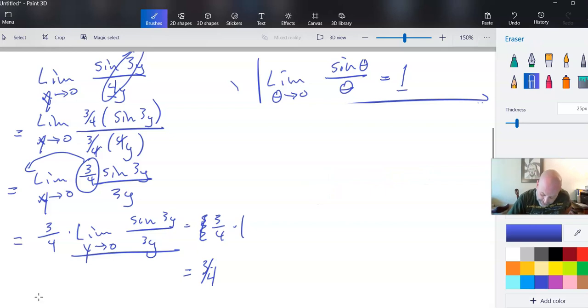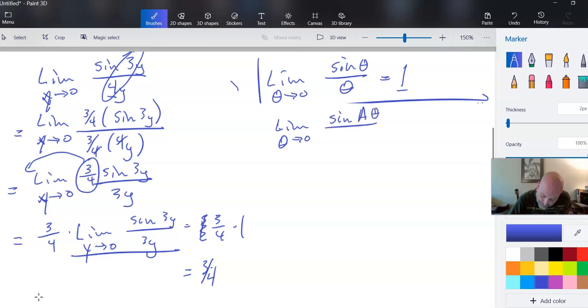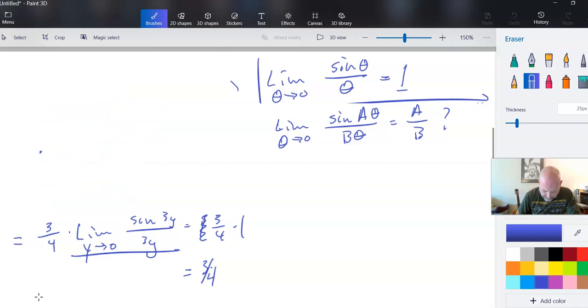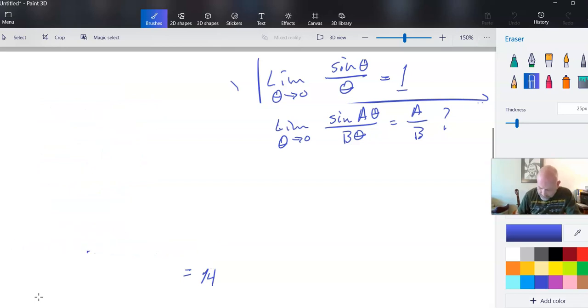So the question is, is it true that the limit as theta approaches 0 of sine A times theta over B times theta is equal to A over B? That's our question. Well, it seems like A and B could just be substituted in for 3 and 4, and then we follow the same steps. So let's actually try that. Let's see if we can walk through the whole thing. I'm going to go ahead and get rid of all this stuff here, if I can. And we're going to see if we can walk through the same process again.